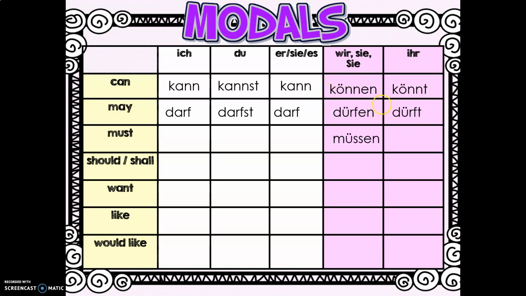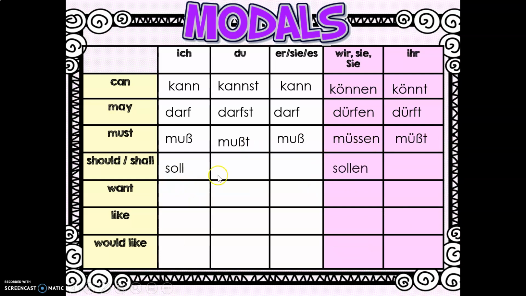Müssen has an umlaut in the infinitive, but it has no umlaut in the modal pair. Müssen, muss. Looks the same in the er/sie/es form. Adds only a T in the du form because the S is built in. And the ihr form is müsst.